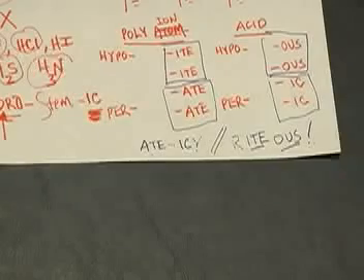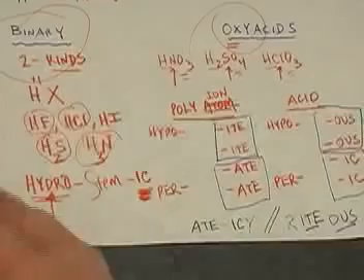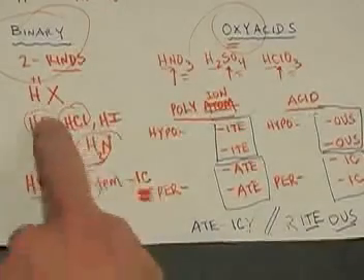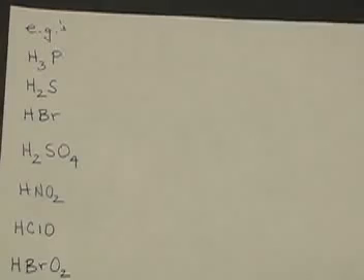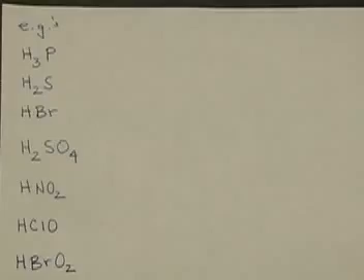Well, let's look at a bunch of examples now that we kind of know the difference between binary and oxyacids, and we also know the prefix and suffix for binaries, and the prefix and the suffix changes for the acids. Okay? Examples. First one, H3P. Notice this is a binary acid. It only contains two kinds of elements, hydrogen and something else.